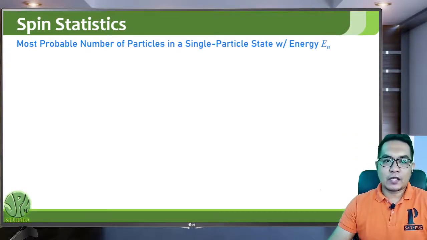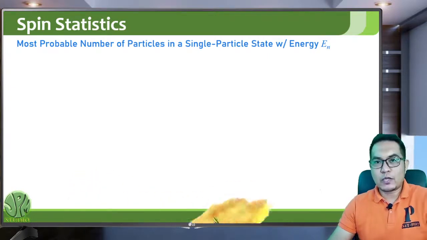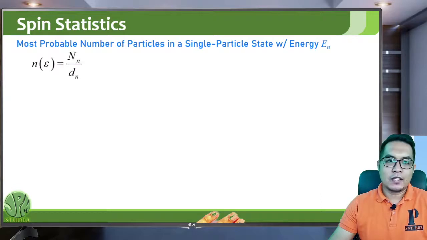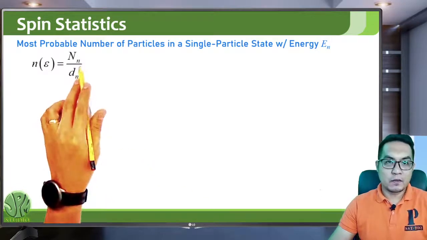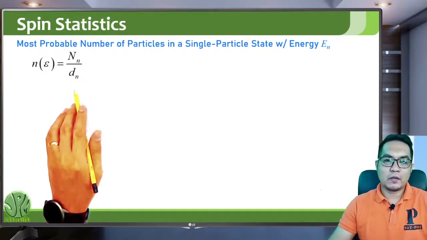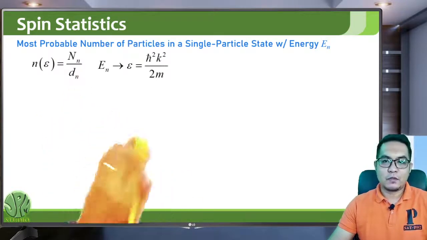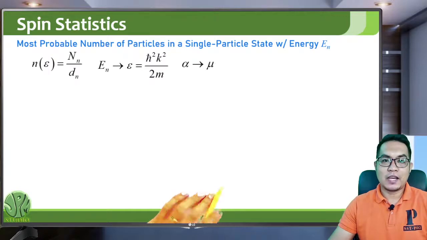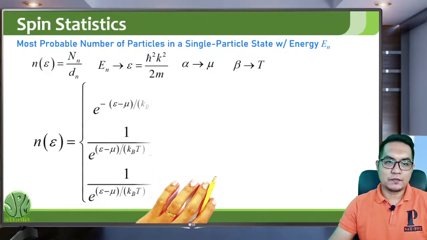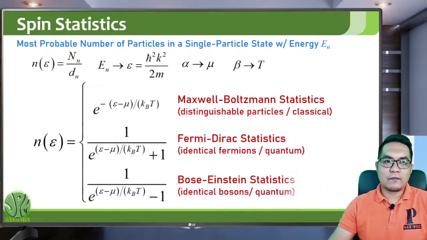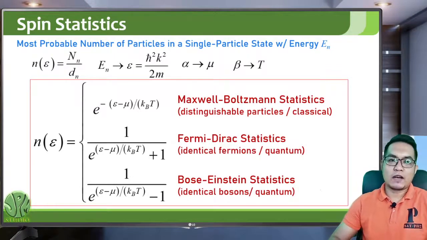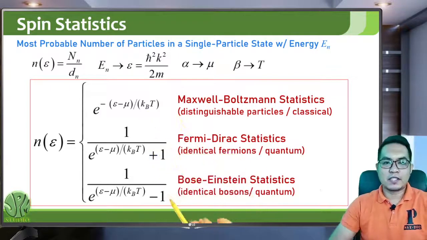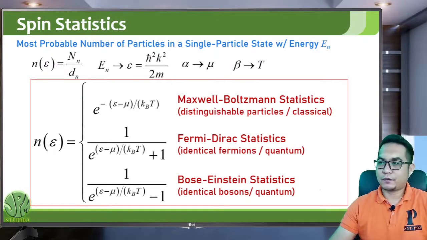So if we now try to find the most probable number of particles associated with a single particle energy En, we need to divide the most probable occupation number by the degeneracy, and we shift. In this case, we shift from En to epsilon for the notation for energy, and alpha to mu, and beta to temperature. And this is now the Maxwell-Boltzmann statistics if you have distinguishable particles, Fermi-Dirac statistics if you have identical fermions, and Bose-Einstein statistics if you have identical bosons. Okay.